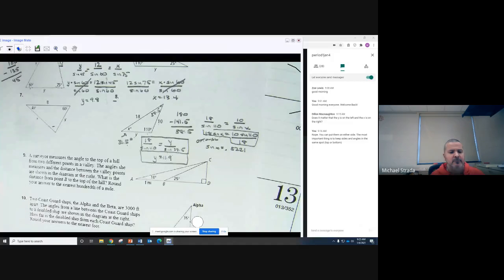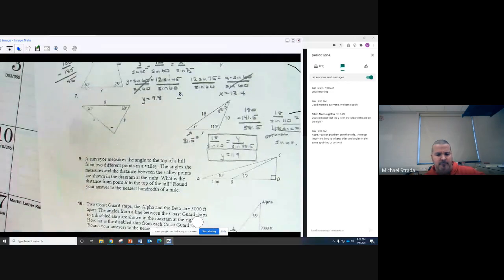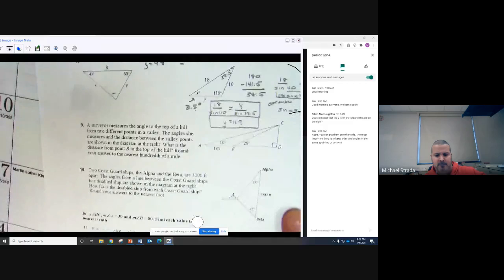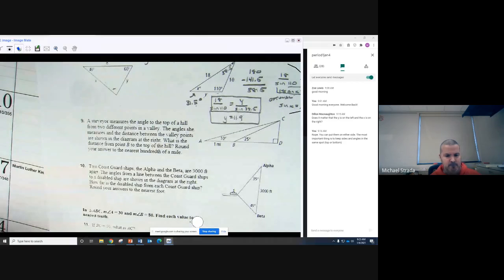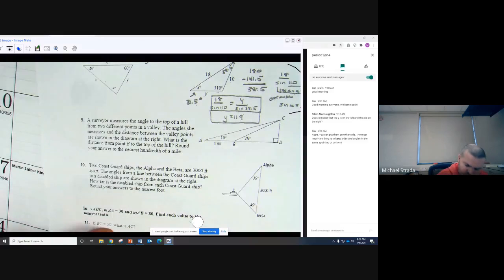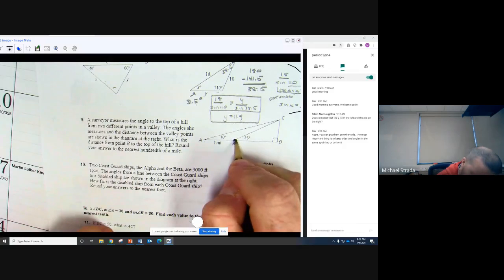All right, so a couple word problems. A surveyor measures the angle to the top of a hill from two different points in a valley. The angles, the measures, and the distances between the valley points are shown in the diagram at right. What is the distance from point B to the top of the hill? Round your answer to the nearest hundredth of a mile. So this is what we're trying to find, that distance.